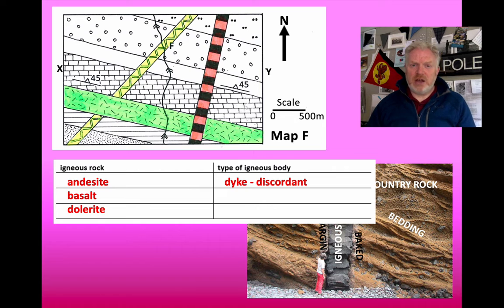The basalt, coloured yellow, is also a dike. Again, it's long and thin, and again it cuts across the bedding. Notice it's not exactly at right angles to the bedding, but it doesn't matter, it's still cutting across. Finally then, the dolerite, coloured in green on the map, that makes a sill. Because the dolerite there is concordant, it's following the bedding there, the gap between the shale and the limestone, so therefore it's concordant.